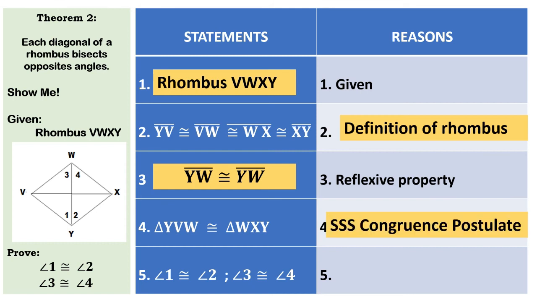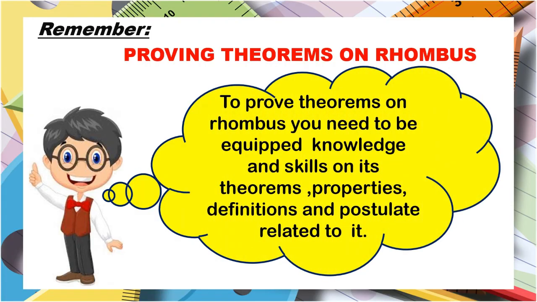are congruent. Statement number 5 states that angle 1 is congruent to angle 2 and angle 3 is congruent to angle 4. Why? Because with the help of statement number 4 and reason number 4, the SSS congruence postulate, if two triangles have congruent corresponding sides, then their corresponding angles are congruent. And what is the reason? Corresponding parts of congruent triangles are congruent. So, those are the proofs of the two theorems on parallelogram rhombus.